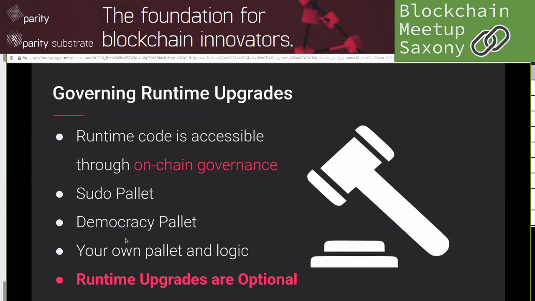Actually, I should have had this slide on the screen when we were talking about that. Pseudo is the simple one that says, if Alice signs it, it goes. Democracy is the one I was talking about that Polkadot will use. And then you can also write your own logic entirely. Maybe it's something similar to pseudo, but instead of just being Alice, it's a quorum of 10 trusted keys, and if any 5 of them sign it, it goes. Anything you can express in Rust code can be used as the logic to determine whether the runtime upgrade goes.